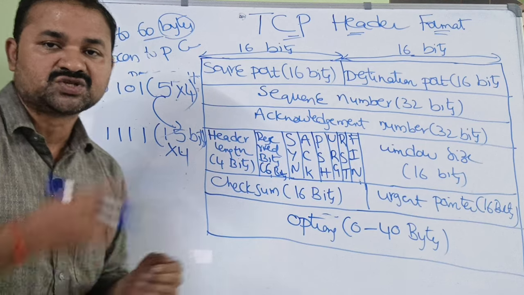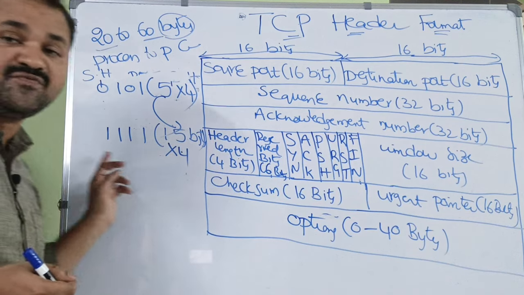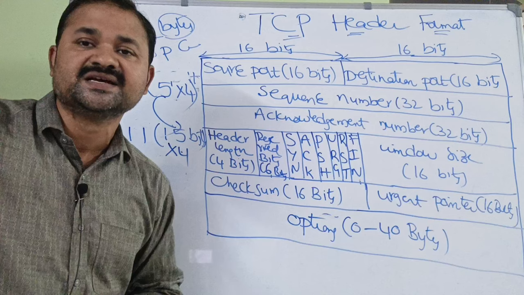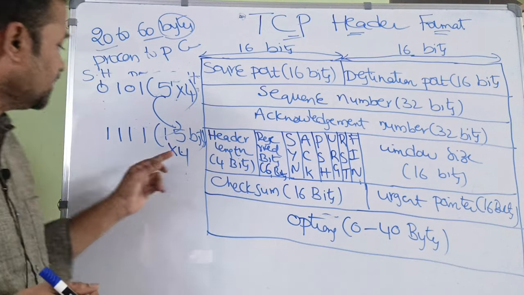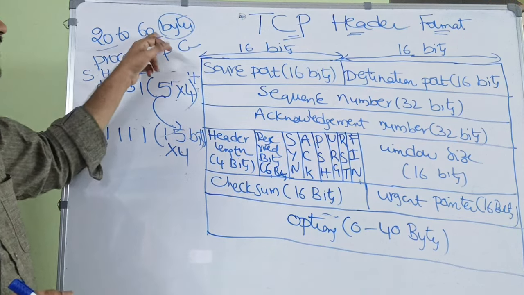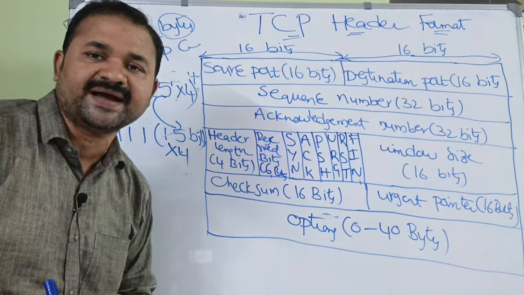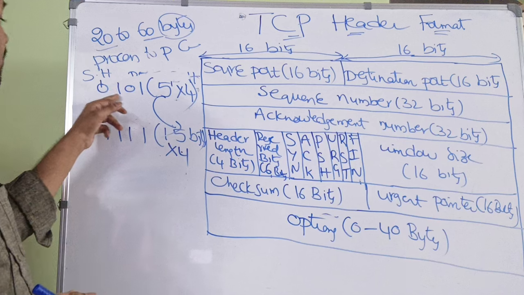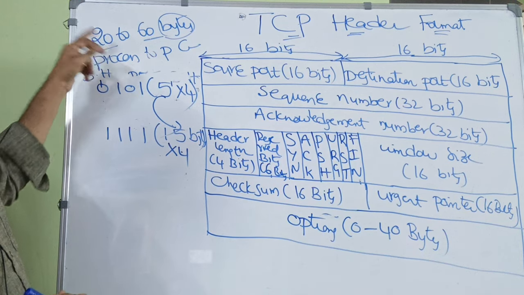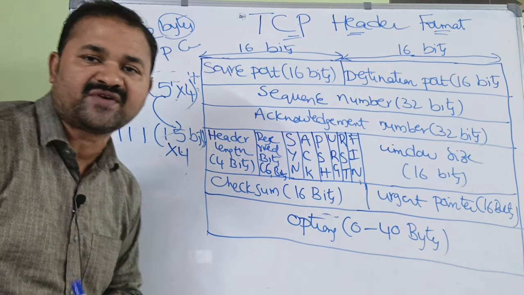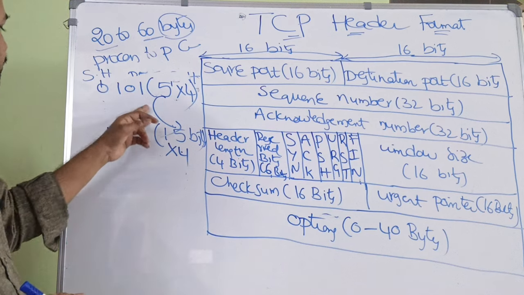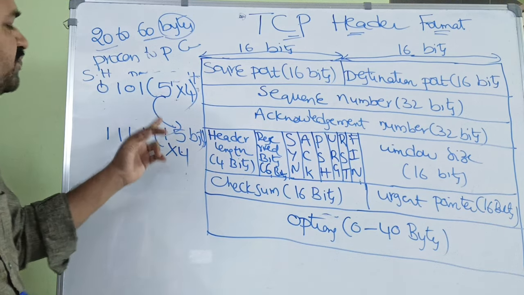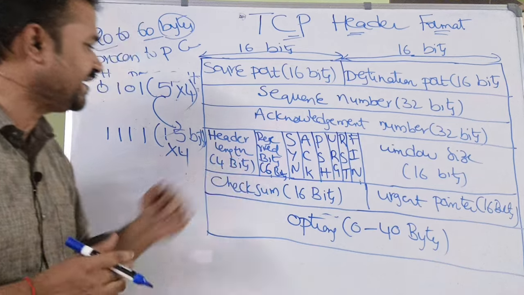So what is the size of the header length field? 4 bits. So 4 bits means we have maximum 4 ones. 4 ones means 15 in decimal notation. But what is the maximum size here? 60 bytes. So 15 into 4 means 60. Whereas what is the minimum size here? This is 20. So 20 by 4 means 5. So 0101 to 15. So 5 to 15. So this is the size of the header length.